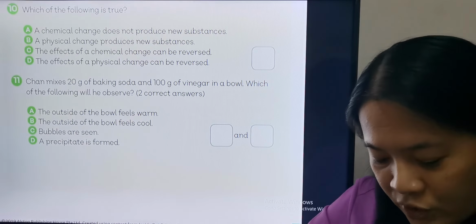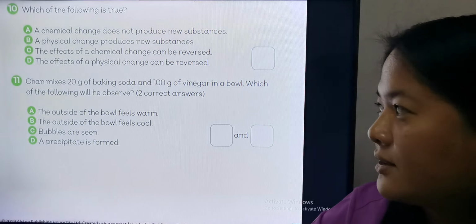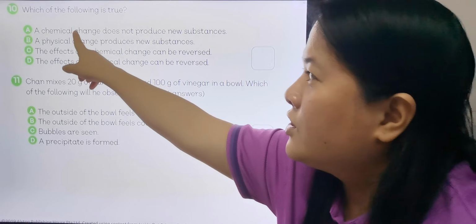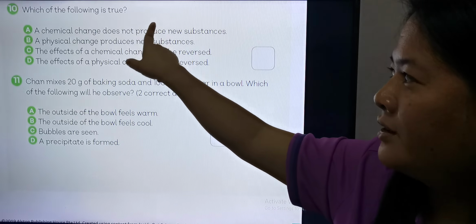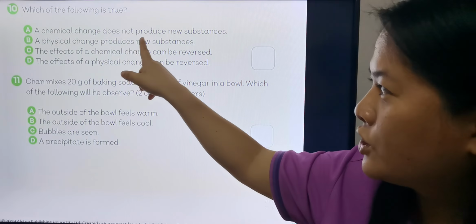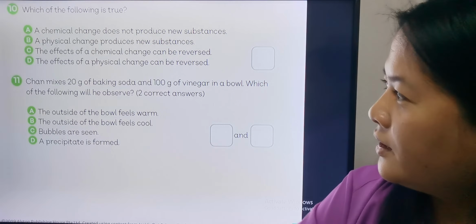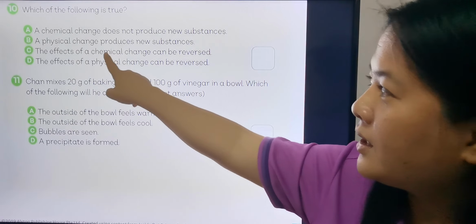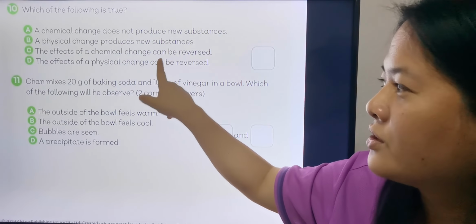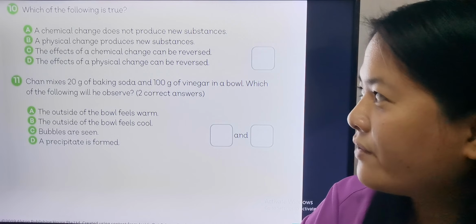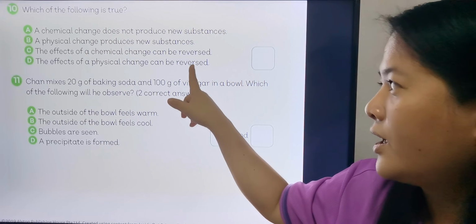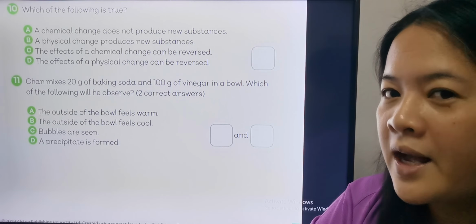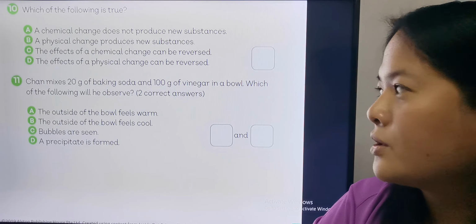And then number 10, which of the following is true? Which is correct? A chemical change does not produce new substance. This is wrong. Physical change produces new substances, so this is wrong. Letter C, the effects of chemical change can be reversed. Can it be? This is wrong. So therefore, the correct answer is letter D. The effects of physical change can be reversed.